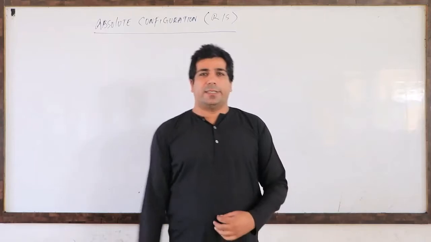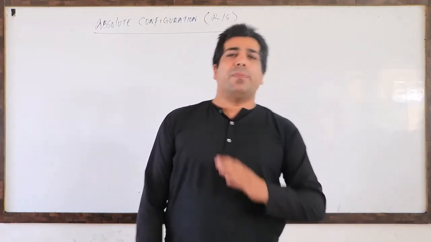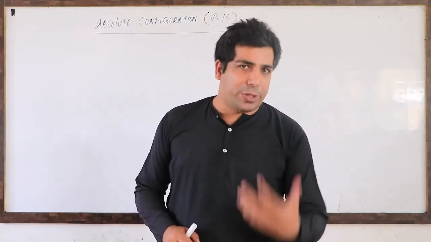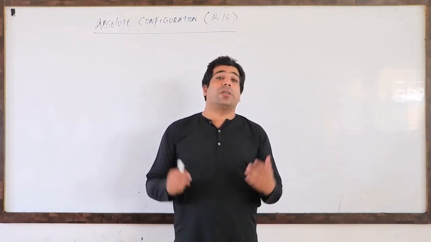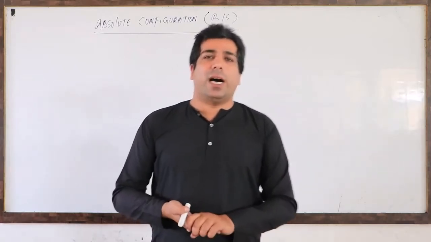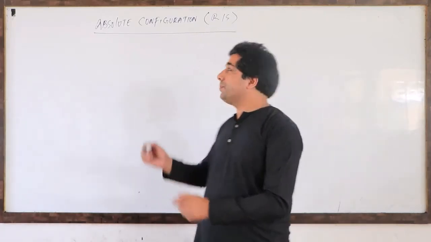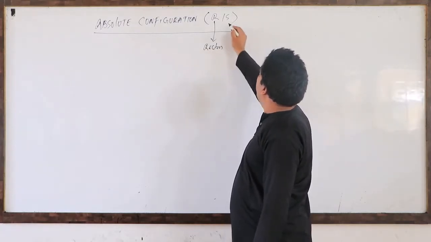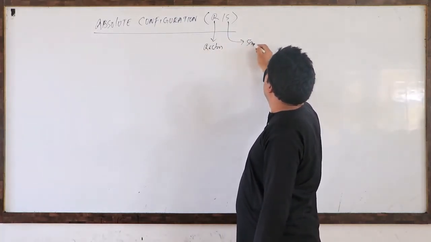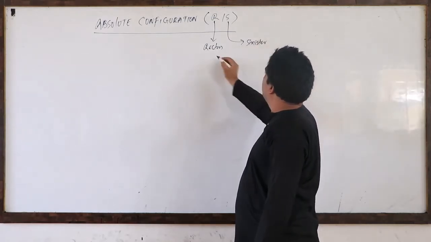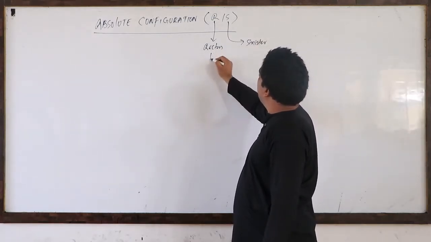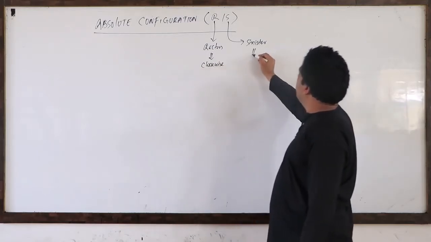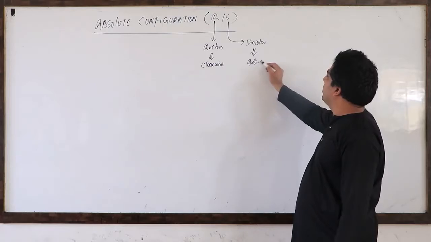So let us start. My dear friends, in the previous class we discussed RS configuration, which is known as absolute configuration. What is R? R means rectus, and S stands for sinister. Rectus means clockwise, and sinister means anti-clockwise.